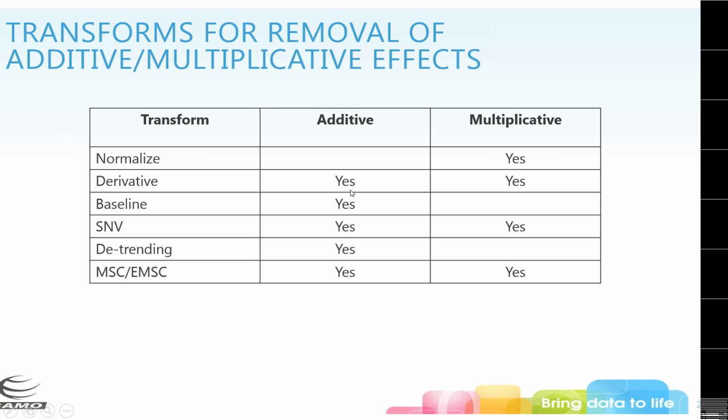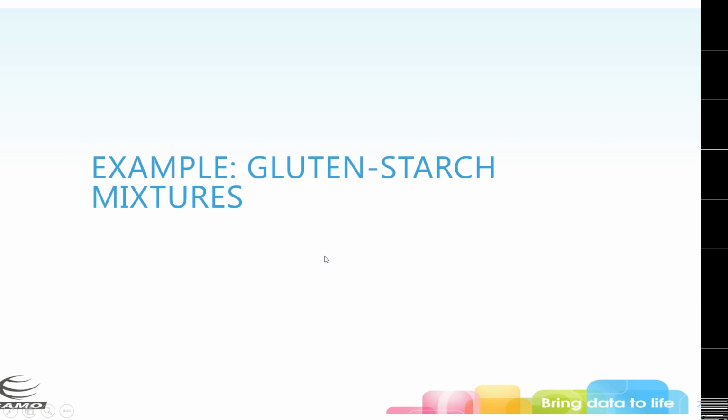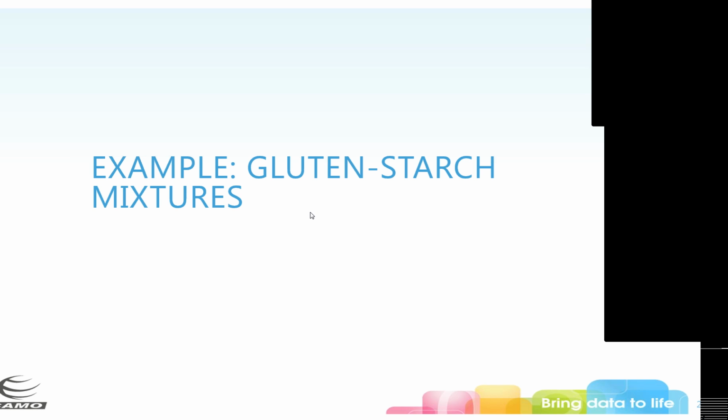Now I talked about additive and multiplicative effects. This is a nice little chart that I use a lot so that I can keep track of which types of transforms correct for different types of effects. All right, so now I'm going to show an example in the Unscrambler and how I would go through and do stepwise sort of my analysis on deciding which pre-processing methods I want to use.